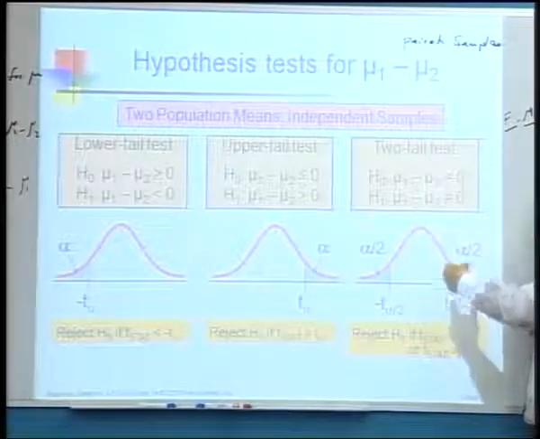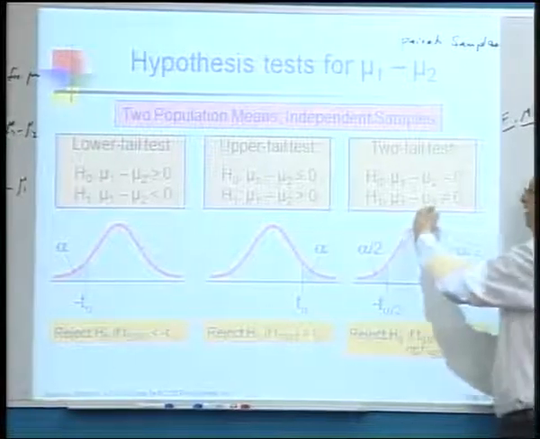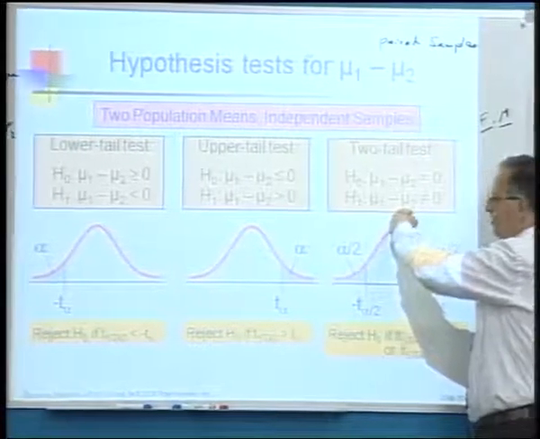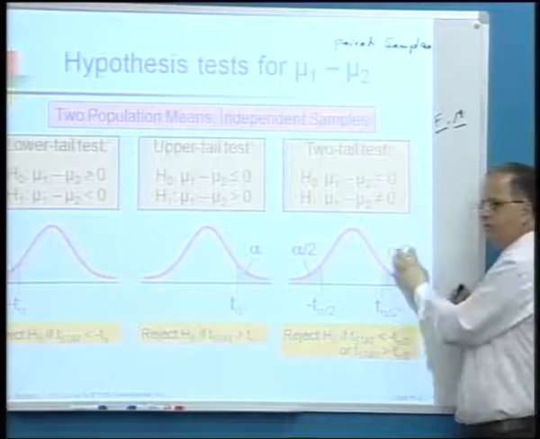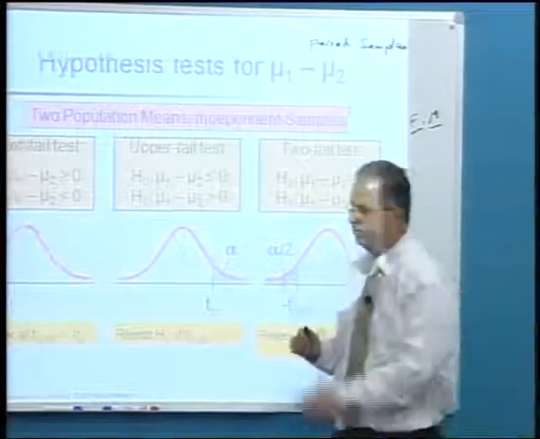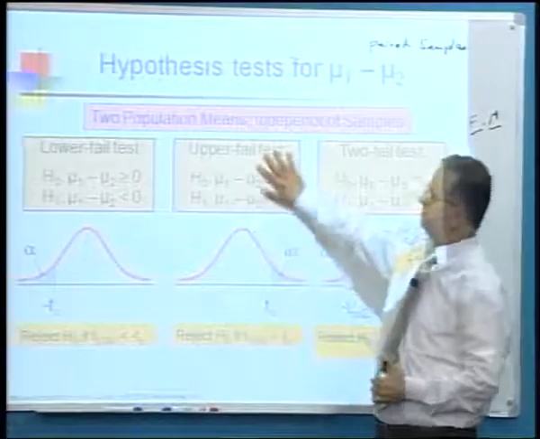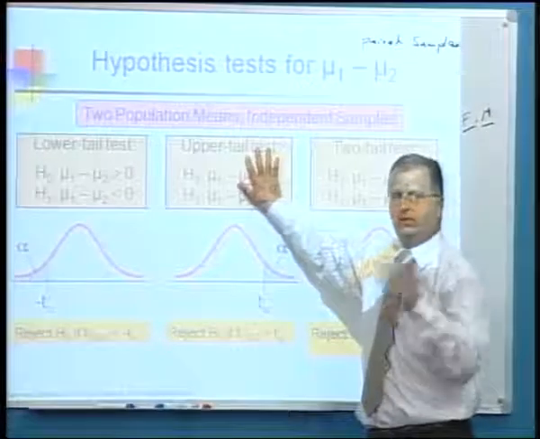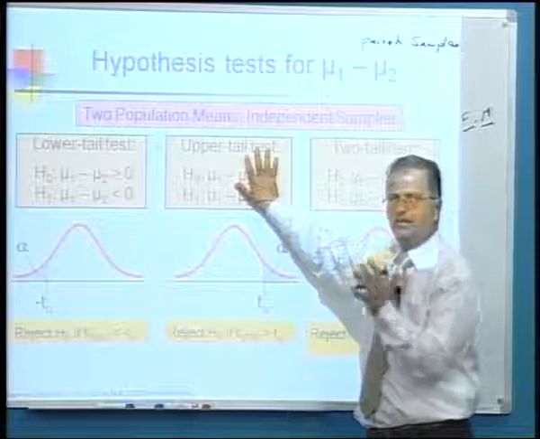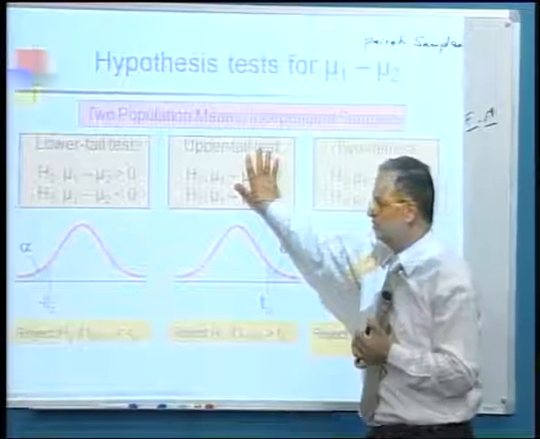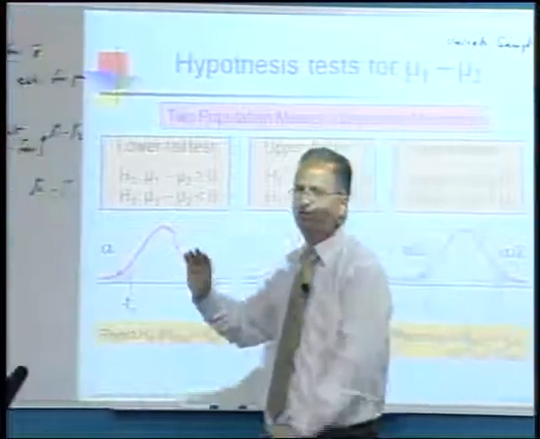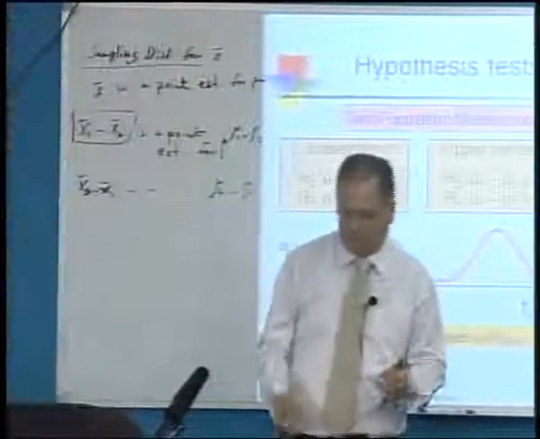There are two rejection regions because there is no direction under the alternative hypothesis. So alpha should be split in half: alpha over 2 to the right and alpha over 2 to the left side. This scheme is the same or similar to what we have discussed in chapter 9. Any question?